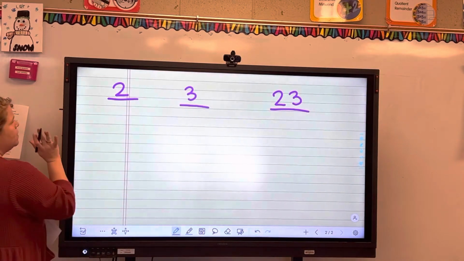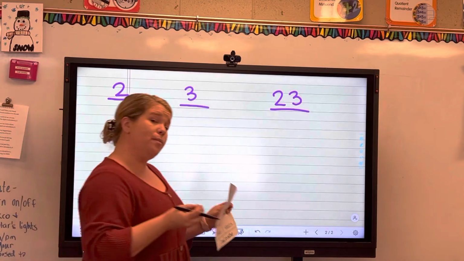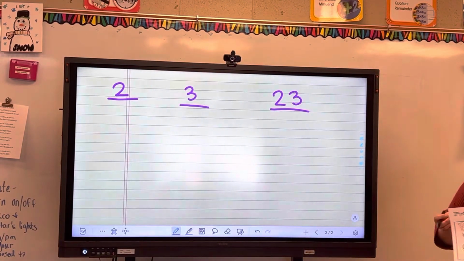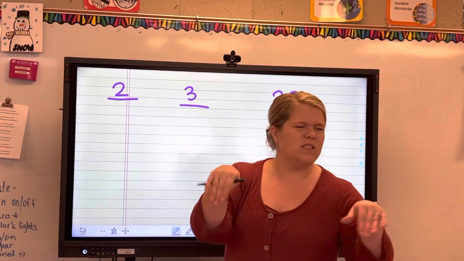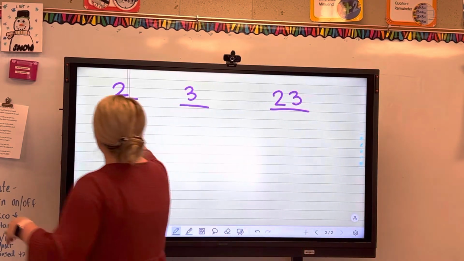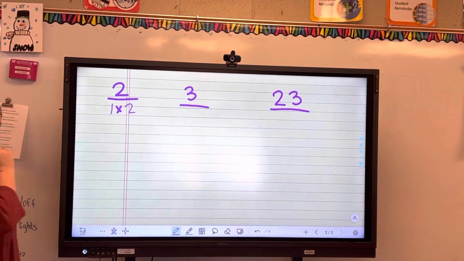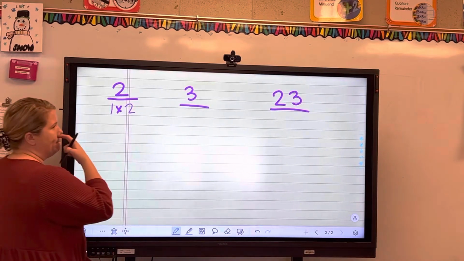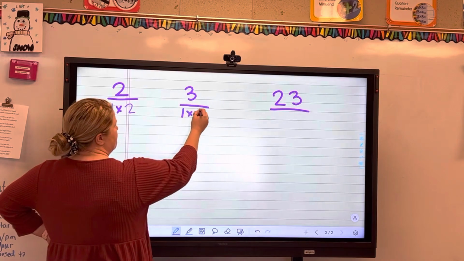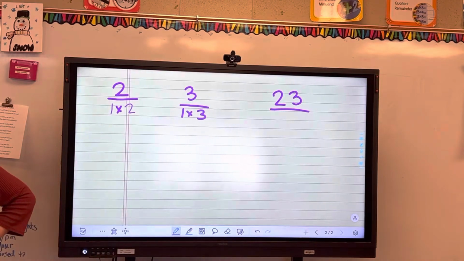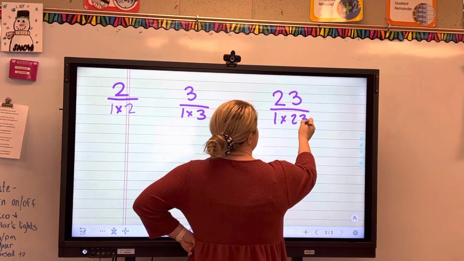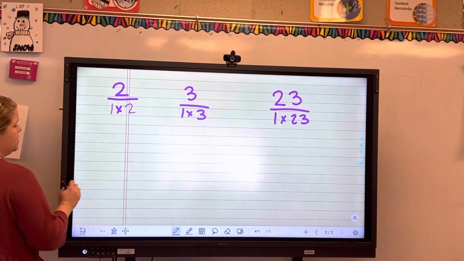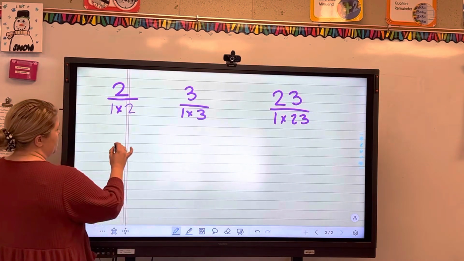All right, so let's think of my factor pairs for 2. Let's think of numbers I can multiply together to get 2. So what are some numbers I can multiply together? Well, y'all tell me. 1 times 2, right? Okay, what else? That's it. All right? What about 3? 1 times 3. Anything else? No. All right, so there are some examples, but let's look at some more examples.